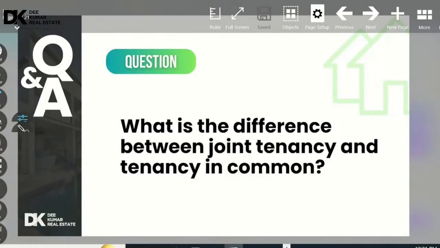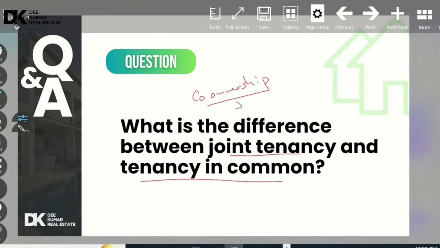All right. Another question that we got from our team, from our students, is what is the difference between joint tenancy and a tenancy in common? Joint tenancy versus a tenancy in common. What both of these are is co-ownership. There's ownership in severalty or sole, and then there's co-ownership. Joint tenancy, I'll say JT, tenancy in common, TIC. There's tenancy by the entirety. Then there's community property. Co-ownership is where more than one party owns the property together.